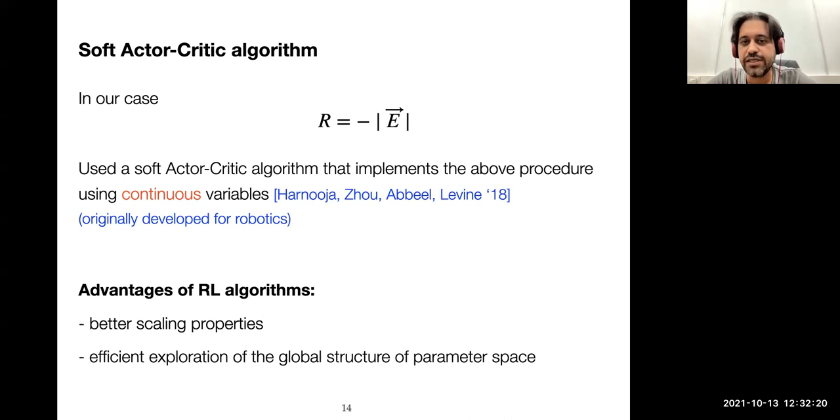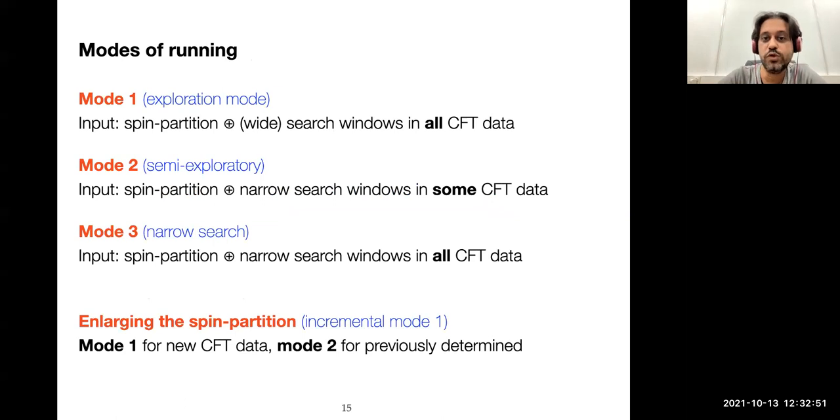In our case, the reward is going to be minus E. I put the minus sign here because the algorithm naturally wants to get larger and larger reward, and that happens when E becomes smaller and smaller. So what are the expected advantages of these algorithms? We expect them to have better scaling properties as you increase the dimension of the search, and also not to get stuck so easily in local minima, so to explore the global structure of the parameter space. This is what we hope we will be able to gain from this.